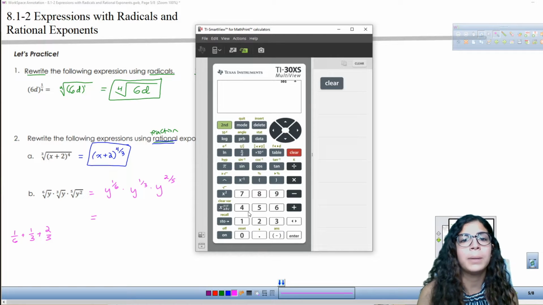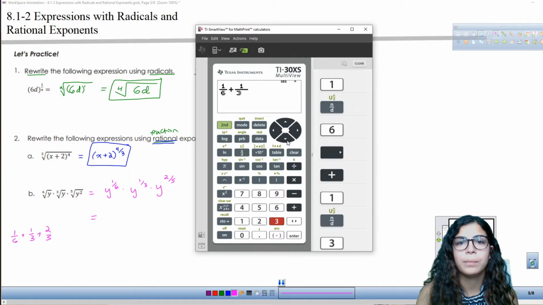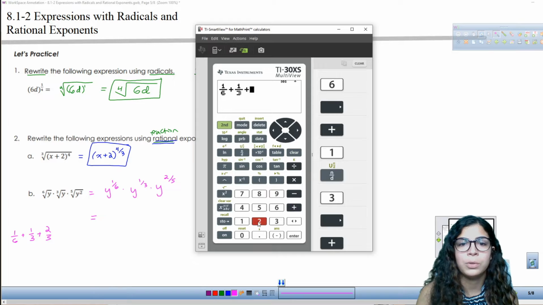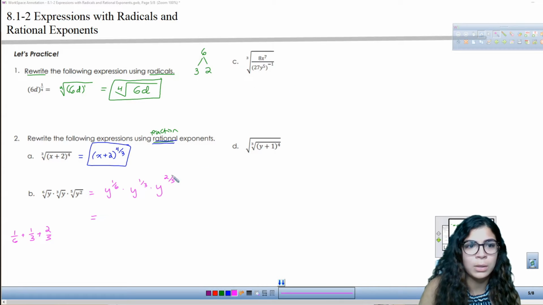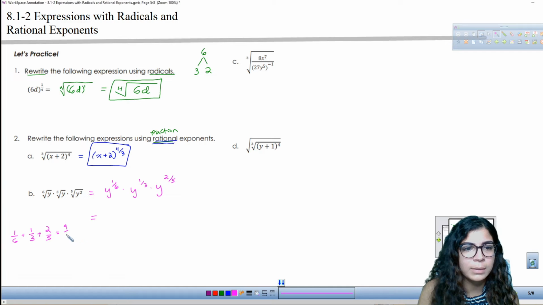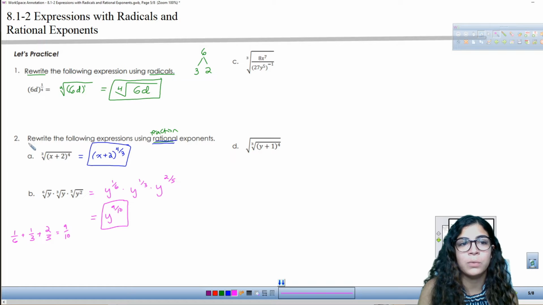Alternatively, I pulled up my calculator because you could just use your calculator. Remember, this is the fraction button. So we have 1/6 plus 1/3 plus 2/5. Of course, we should be able to do this fraction operation by hand, but we have a calculator, so why not use it? All of these added together are 9/10. So this will end up being y to the power of 9/10. Again, I'm leaving this with fraction exponents because that's what they asked for: rewrite it with fraction exponents.